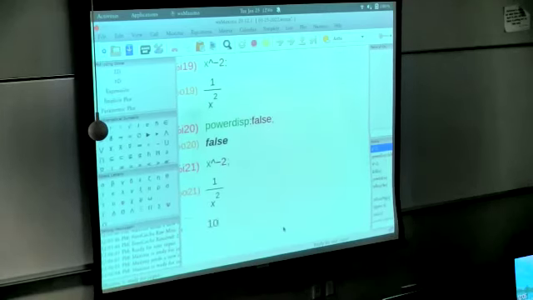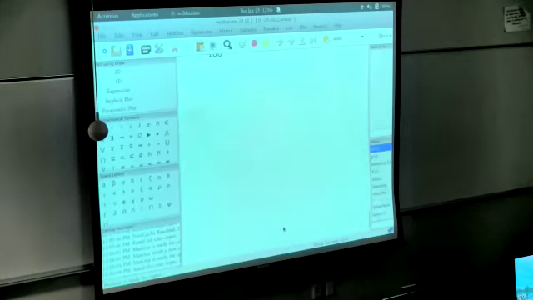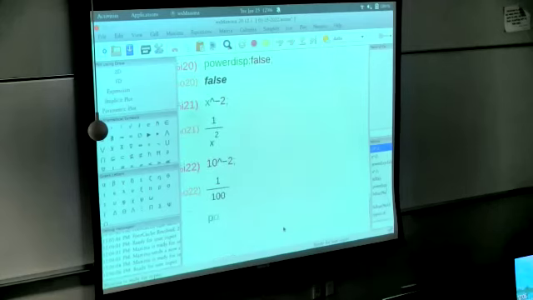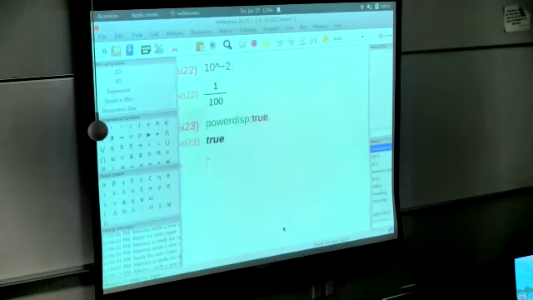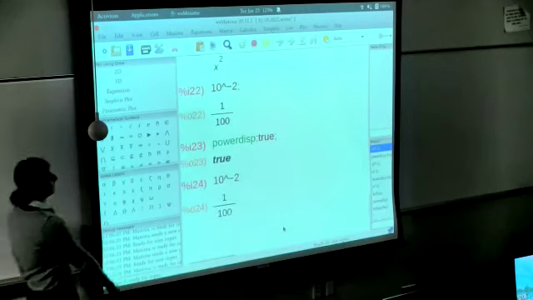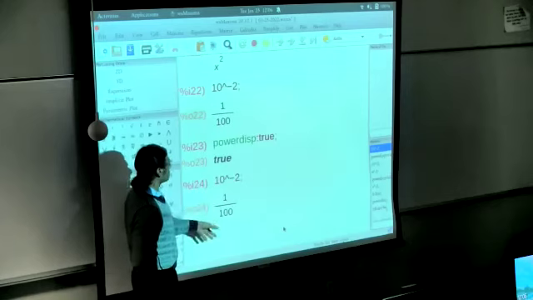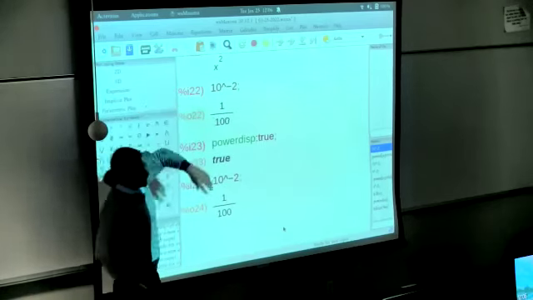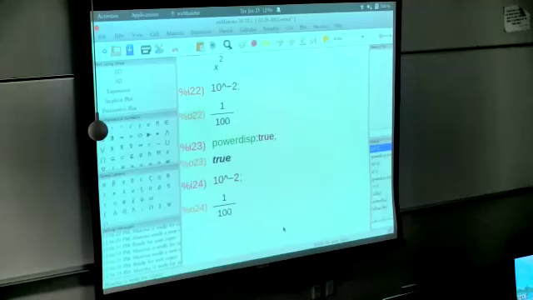Now, let's do 10 raised to -2. I get 1 over 100. And 10 raised to -2 still is 1 over 100. So the powerdisp flag is used in terms of expanding polynomials and how powers should be displayed in terms of expansion.